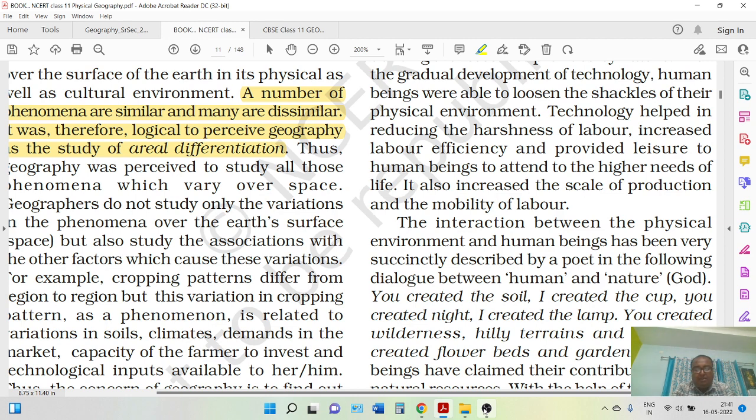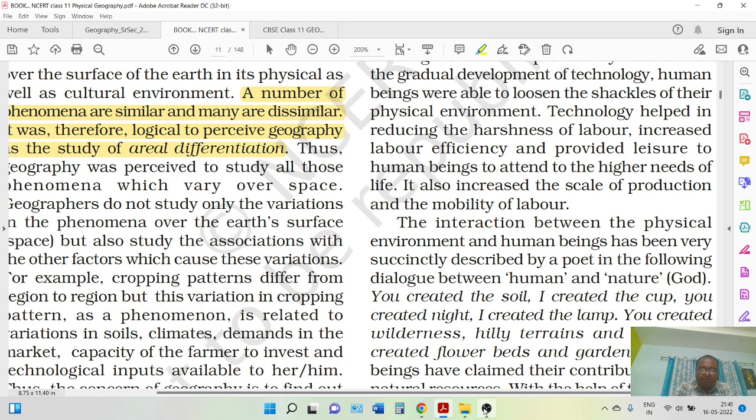Geo means earth, and graphos or graphy means description. That means geography is the description of the earth. Okay. Who is known as the father of geography? Okay, Eratosthenes. We have understood.